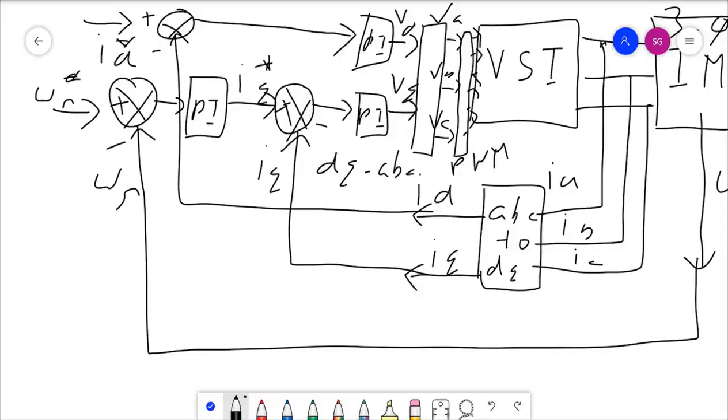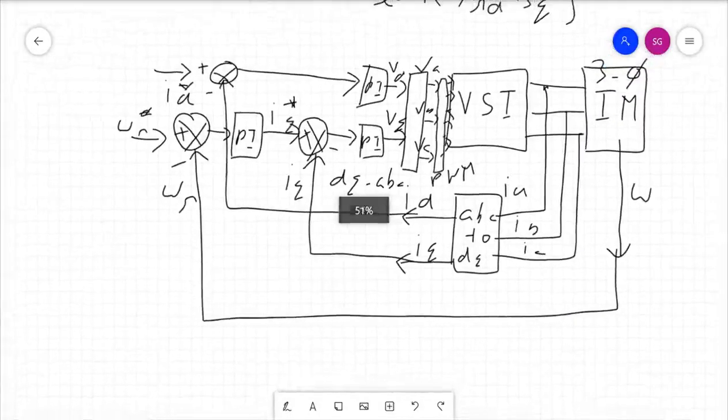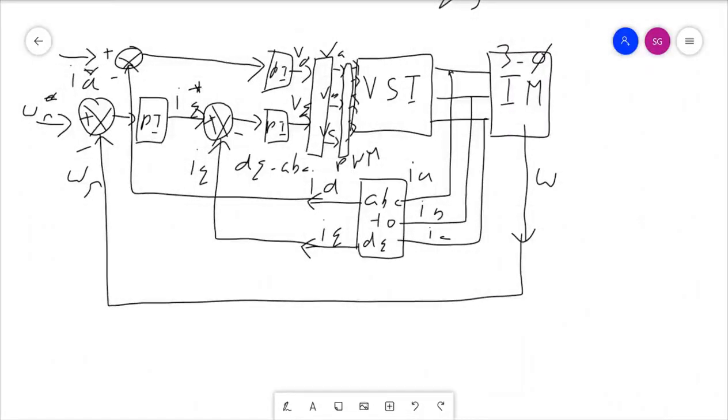So the PWM signal will be generated such that the inverter produces a voltage such that the ID and IQ currents are maintained at the ID reference and IQ reference values. So we can just revise this. What you did, first of all, you sensed the three-phase currents IA, IB, IC, did an ABC to DQ transformation to get the ID current and IQ current.